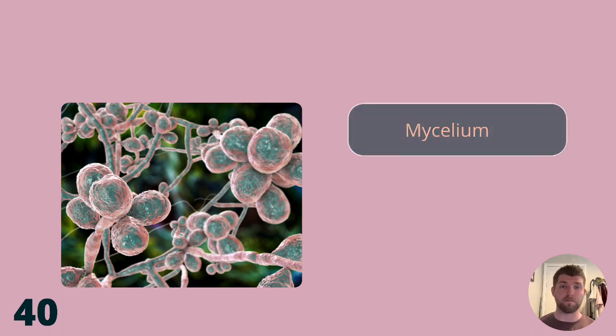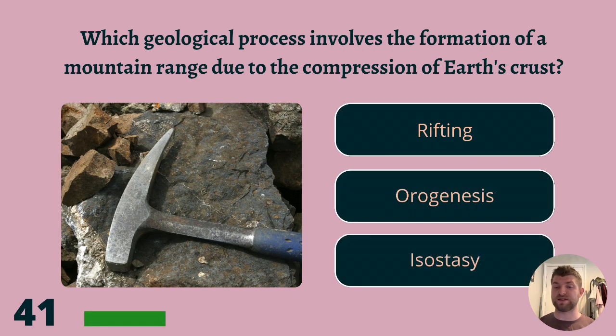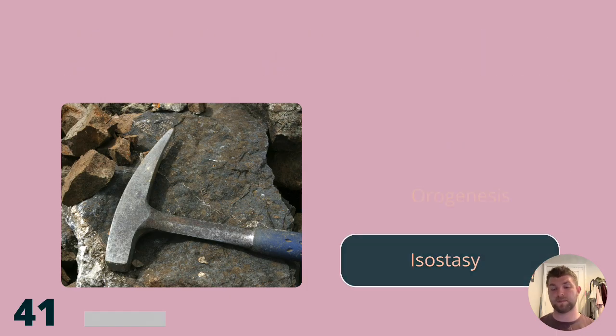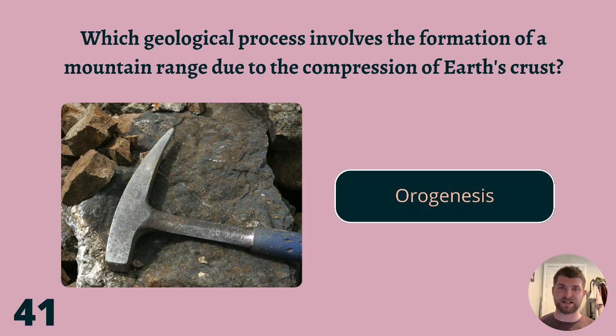Question 41. Which geological process involves the formation of a mountain range due to the compression of Earth's crust? Rifting, orogenesis, or isostasy? The answer is orogenesis.